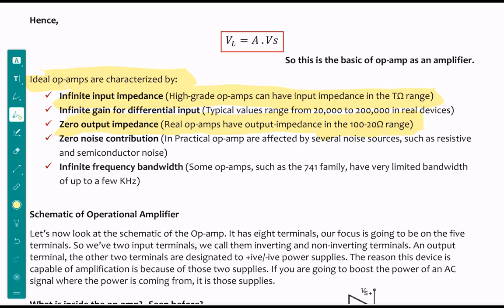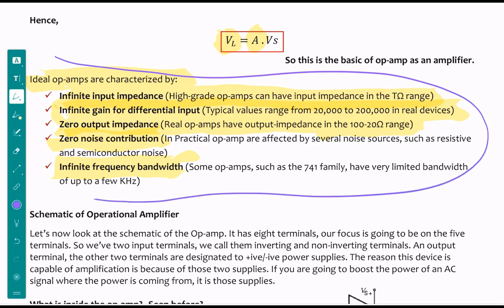The third thing here is the infinite gain. I've already explained what gain is, and we would like our gain, which is A, to be as large as possible, and the larger it is, the larger the output voltage will be. A few more things, but we don't need to care about them in this lecture. I'll explain in future lectures. Zero noise contribution and infinite frequency bandwidth. Your ideal amplifier is supposed to have these kinds of characteristics.